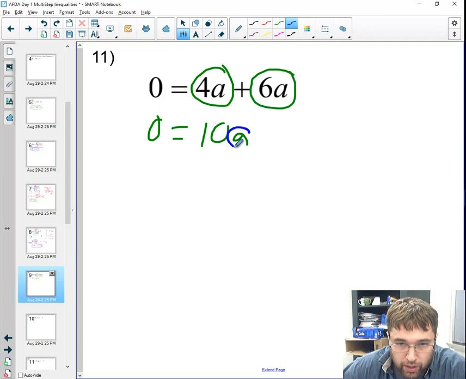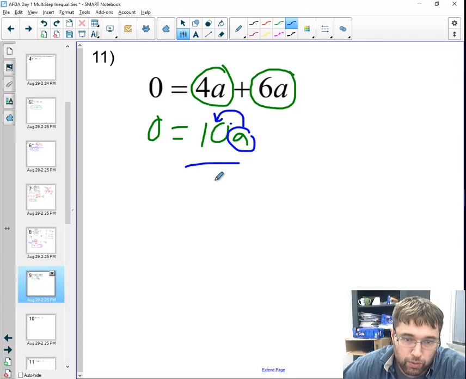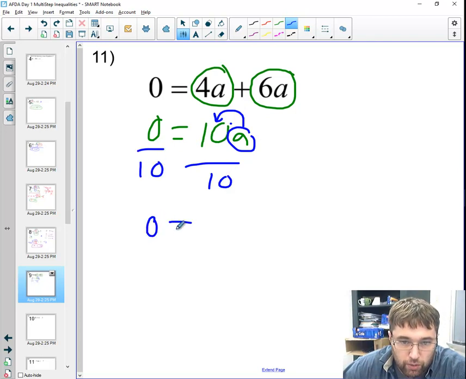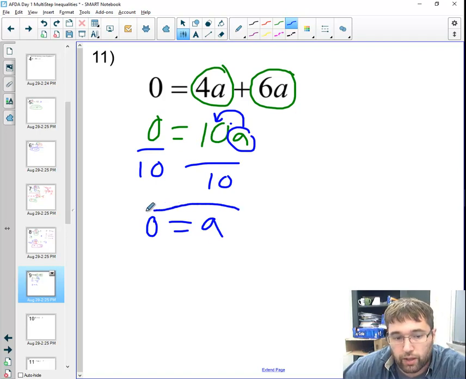Now we circle the variable, take care of the hater. The hater is the 10, but there's actually a multiply by 10, so we divide by 10 on both sides. And we get 0 equals a, because 0 divided by 10 is still 0. And that's our answer.